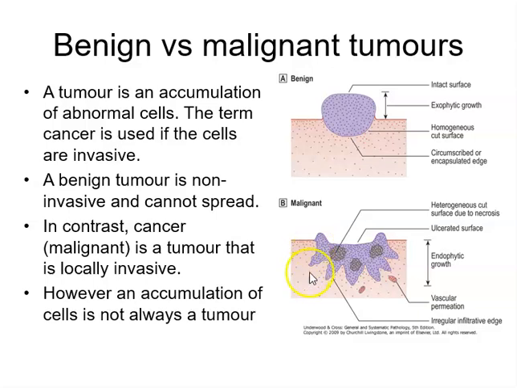This one can grow downwards into the dermis and access the blood supply, so this is what we call a malignant tumour. These tend not to grow upwards, they tend to sort of radiate outwards, and you sometimes get an ulcerated surface.